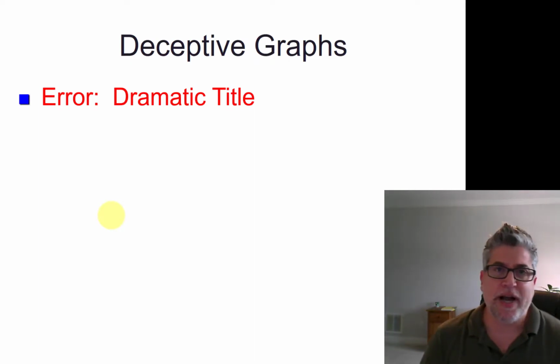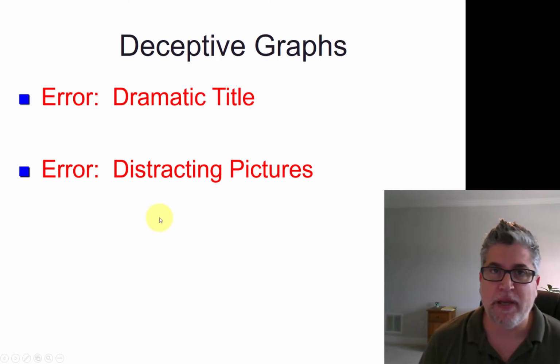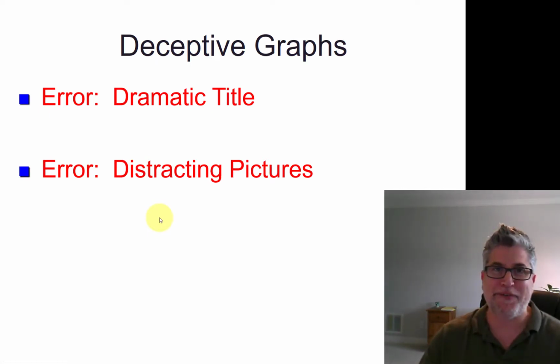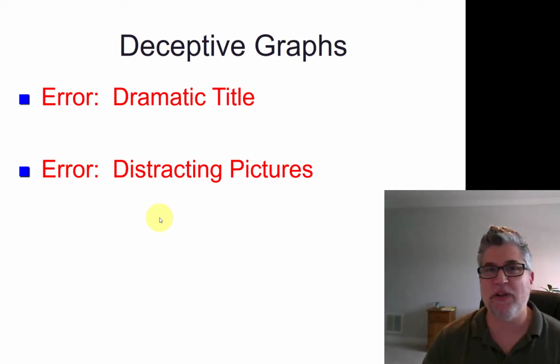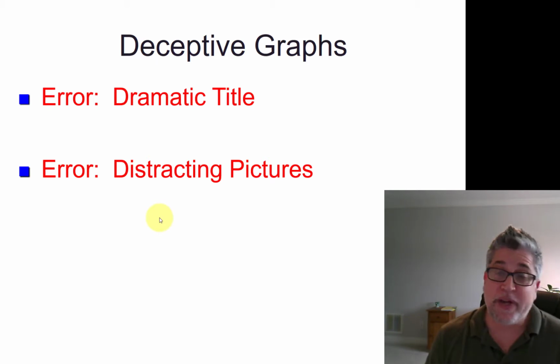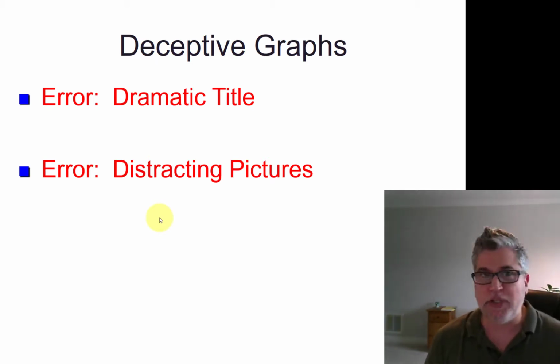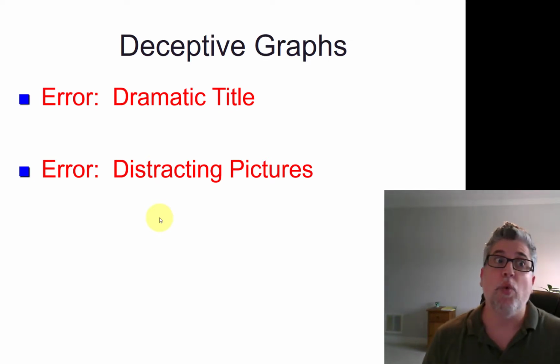Dramatic titles, and distracting pictures by the way, are like the clickbait of graph drawing. You won't believe what this graph is going to show you, right? It's like a catchy title, and you don't even read the content of the article. Same thing with these graphs. Your average reader isn't going to be spending too much time looking at the numbers and trying to see what tricks are being played on them. They want to know, what do I need to know?